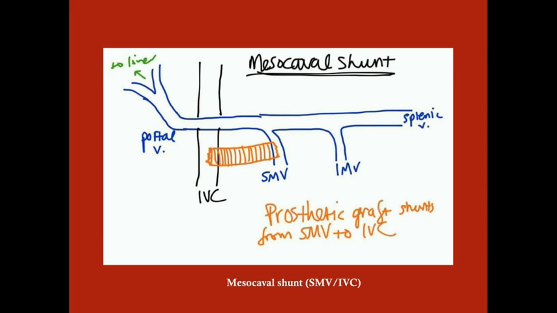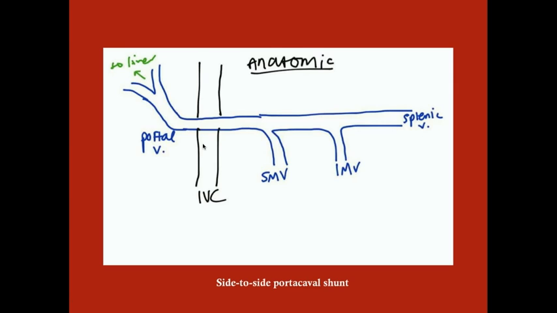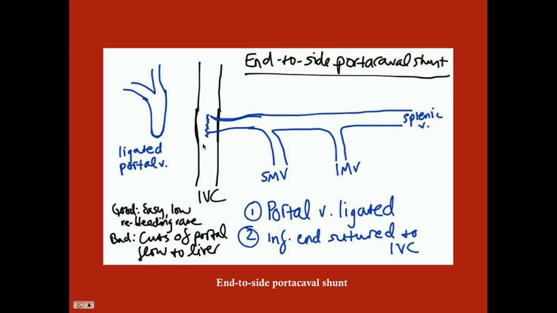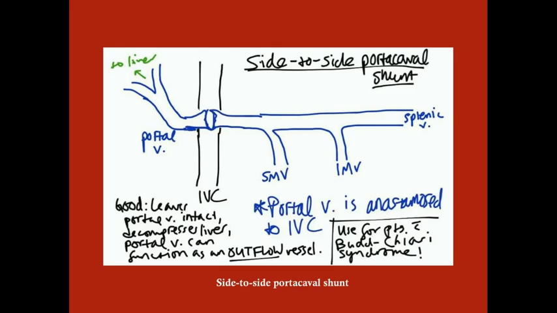All right, then finally the mesocaval shunt. This is done with a prosthetic graft, and just like its name would imply, mesentery, caval, vena cava. You're connecting the usually superior mesenteric vein to the inferior vena cava, and this is shunting blood out of the portal system into the inferior vena cava. Basically, you're doing the same thing as you were doing with your end-to-side portocaval shunt, except you're using prosthesis and you're not ligating off your portal vein.